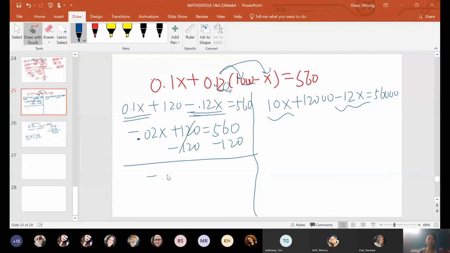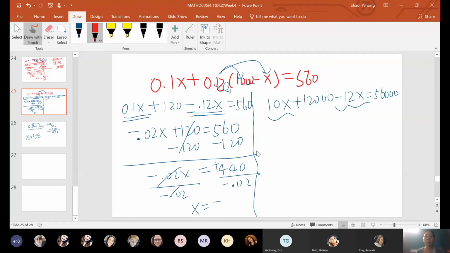So you get negative 0.02x equals 440. Subtract the 120, 440, and then you divide both sides by negative 0.02, and that gives you... First of all, determine the sign. Positive divided by negative, that gives us negative. Next, we divide the decimals.